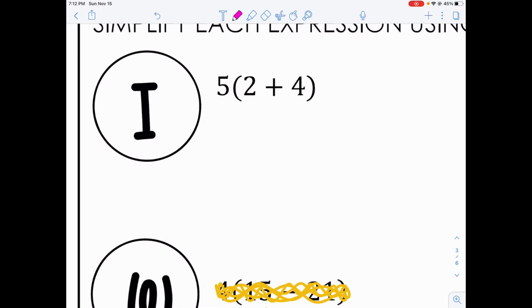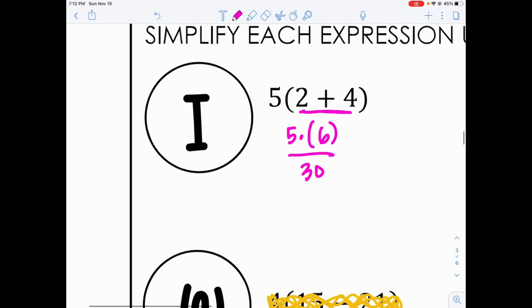So if we're doing order of operations on this, I would do 2 plus 4. 2 plus 4 is 6. And then this is 5 times 6, which should give me 30. So when I get done, my answer, no matter how I do it, should be 30. So now we're going to use the distributive property to show you how to do it.